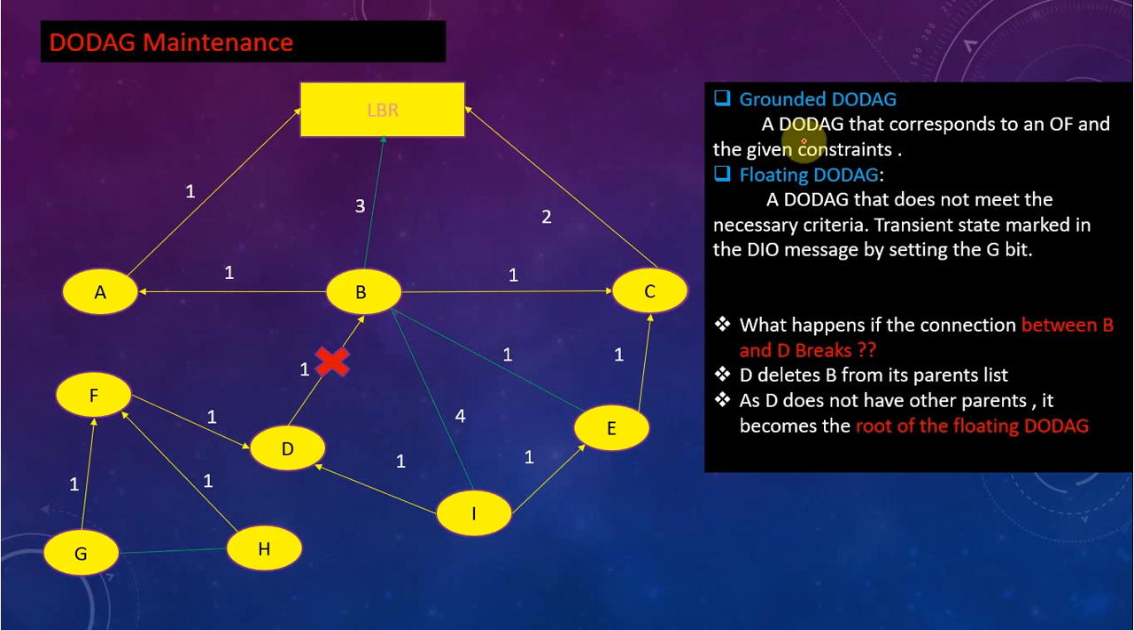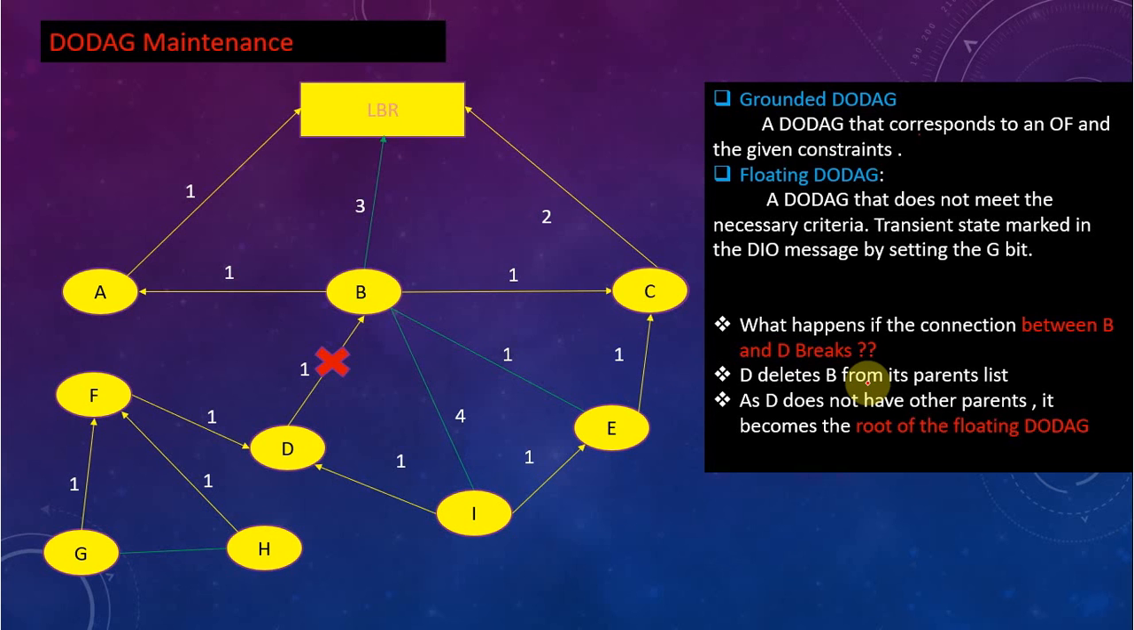I have written some definitions here as well. Grounded DODAG, as I already said, is one which is connected to the database, and floating is one which is not connected to the database, or not grounded. Then here is the question regarding DODAG maintenance: what happens if the connection between B and D breaks?